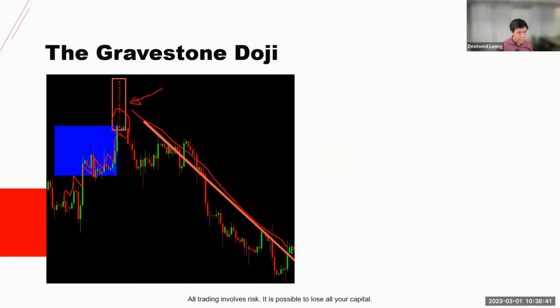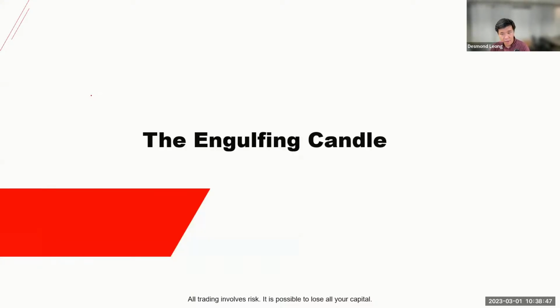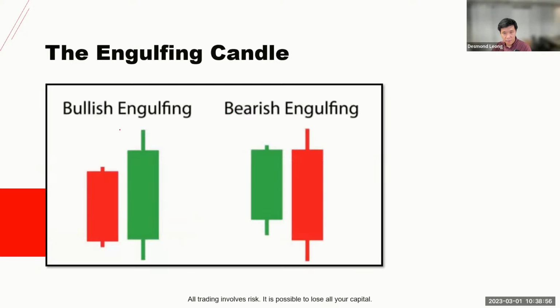Okay. The last pattern which we'll be looking at is called the engulfing candle. The engulfing candle is my favorite. Let me explain it to you. The engulfing candle is simple. There's a bullish engulfing candle and there's a bearish engulfing candle. Bullish engulfing candle is simple. You notice that the entire body of the candle must engulf. It's a two-candlestick pattern, meaning that the first candle over here gets engulfed by the next candle.